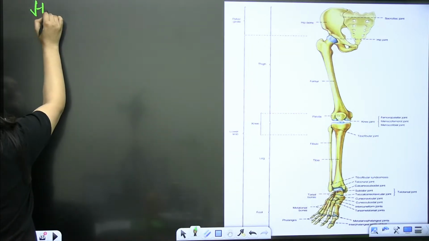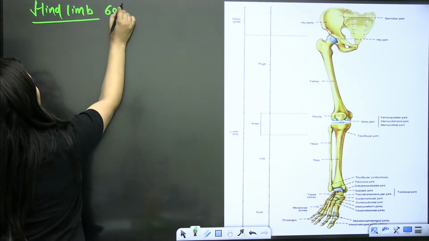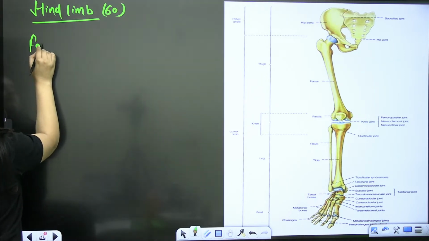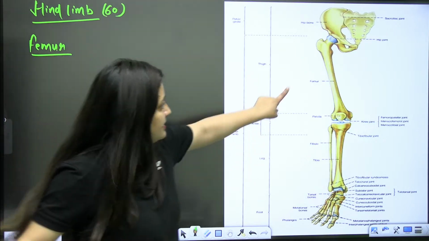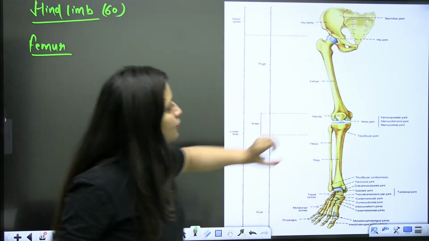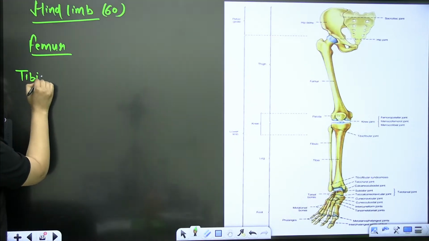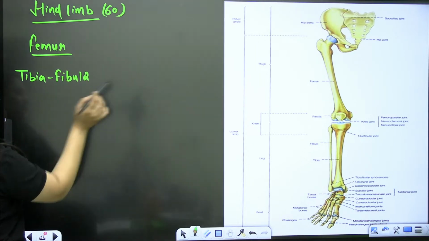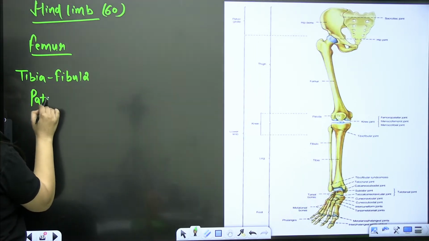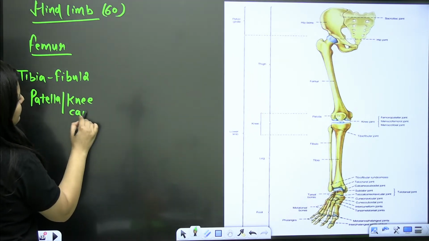Now let's talk about the hind limb. The hind limb also has a total of 60 bones. Here you will talk about the femur, which is the longest bone in our body, the longest and strongest bone. Then tibia, fibula. But here you will also see the patella, which is also known as the knee cap.